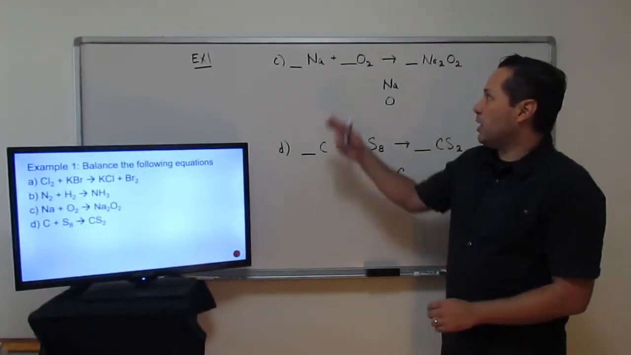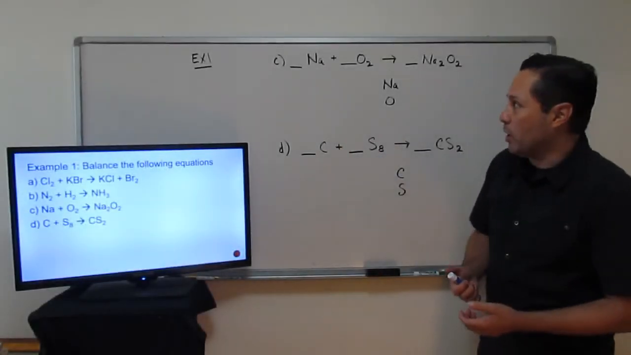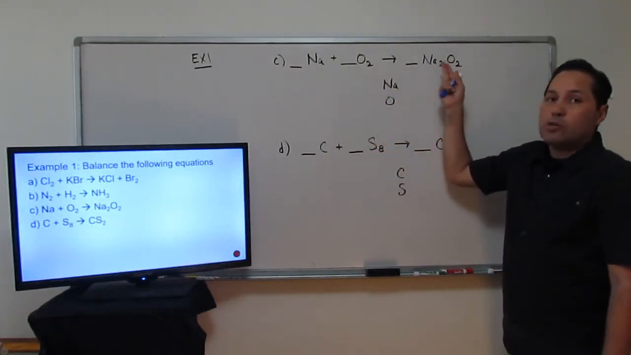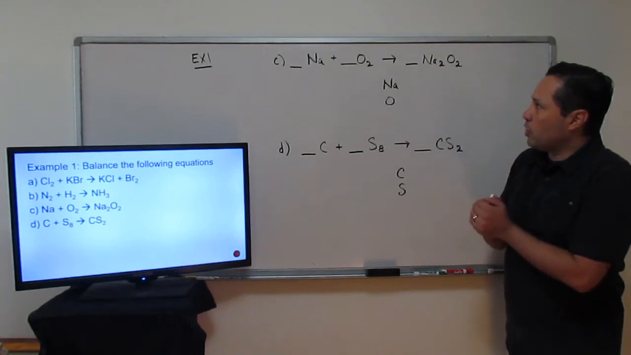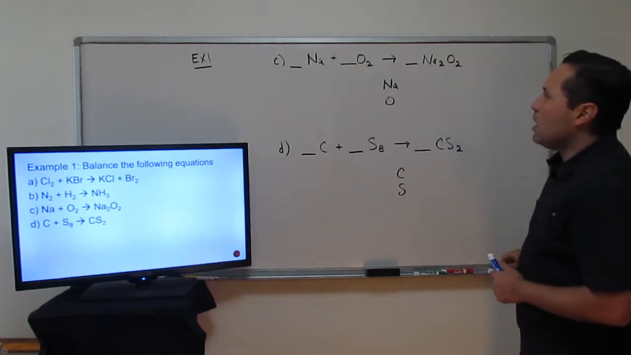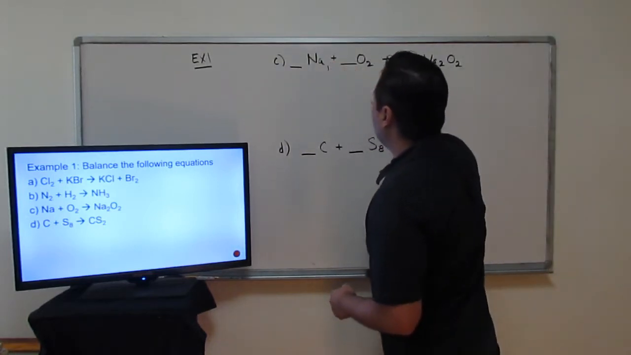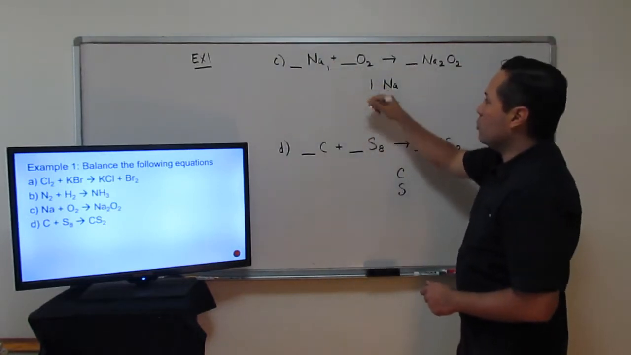Next, let's go ahead and take a look at letter C from example number 1. And here we have sodium reacts with oxygen gas to go ahead and give us sodium peroxide. So let's go ahead and solve this one. We're going to go ahead and count how many atoms we have of each. So we're going to begin with sodium. There's only 1 of them on the left hand side. That's the reactant side, and 2 oxygens.